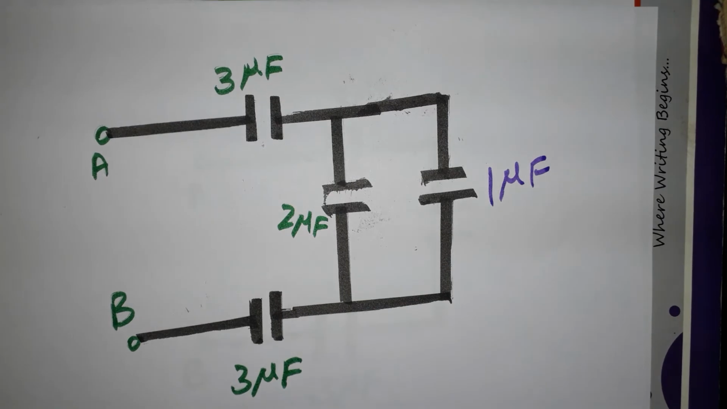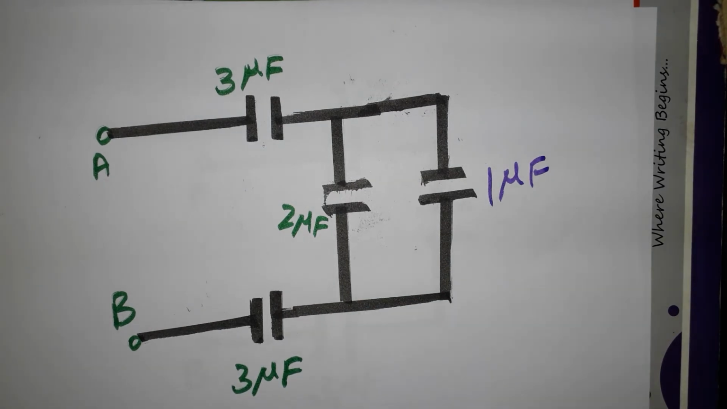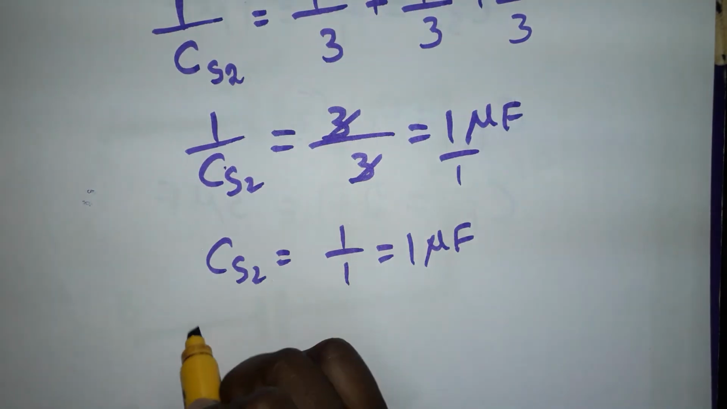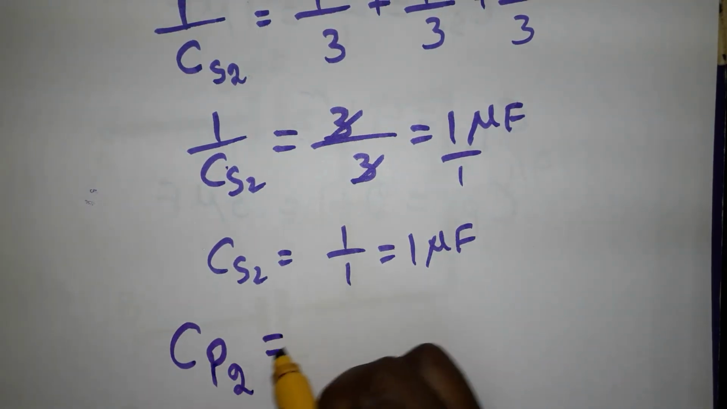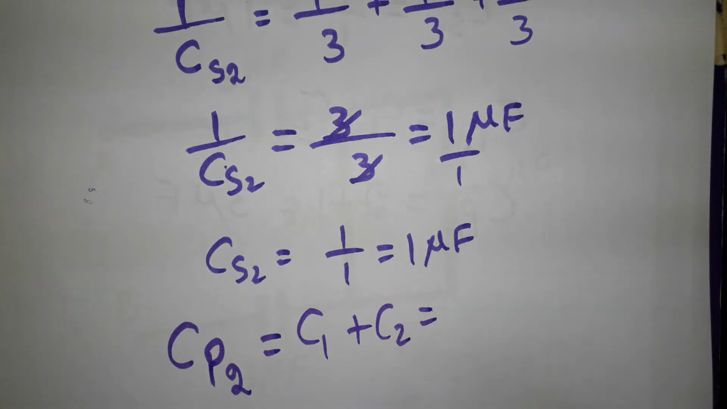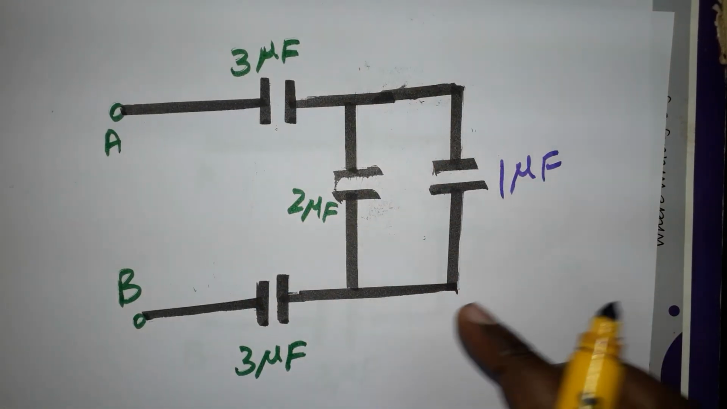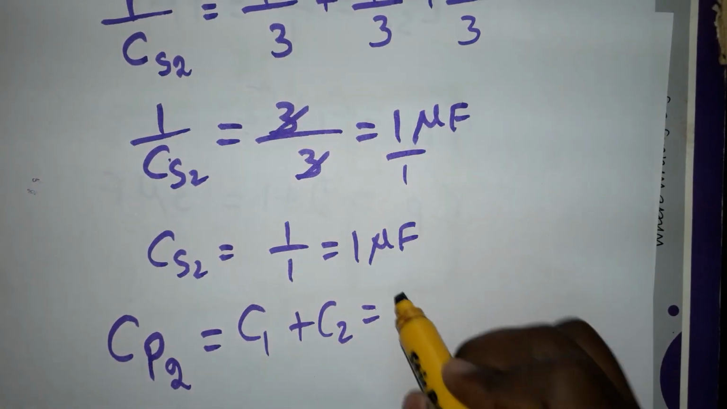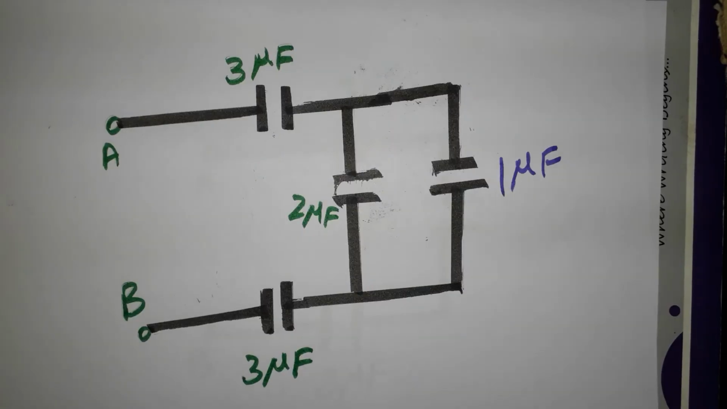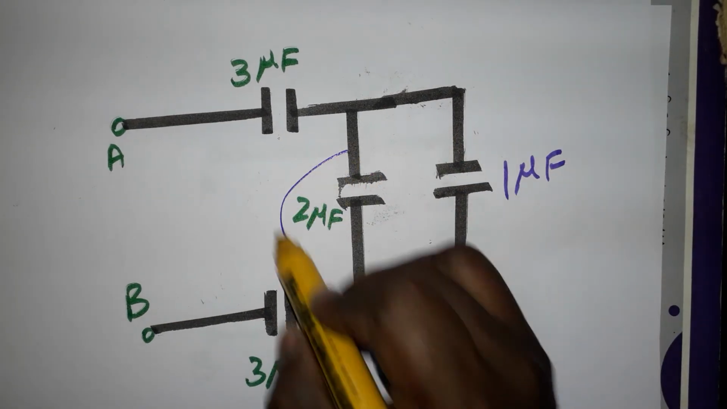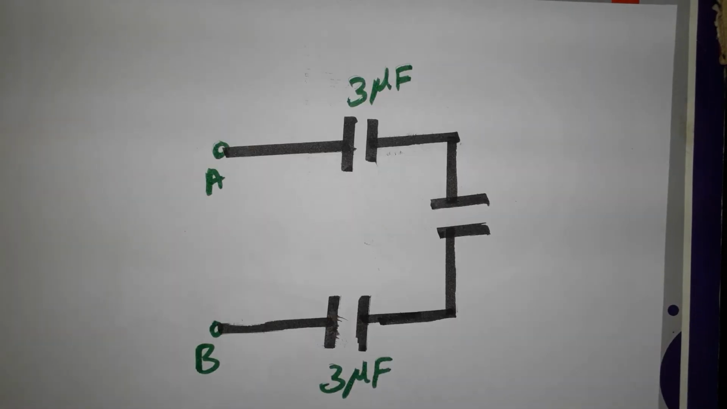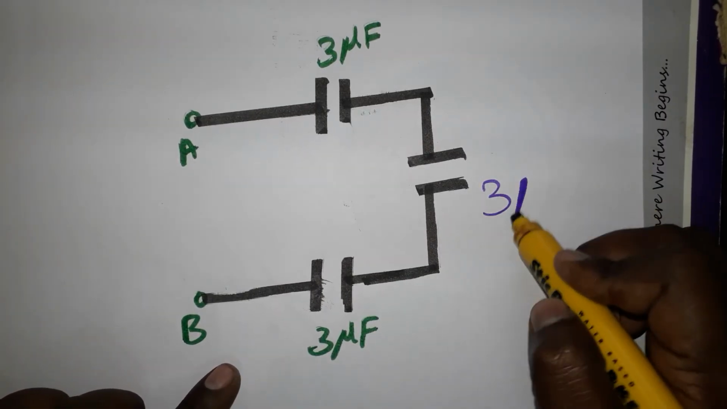Now these two are in parallel. Already I said the parallel formula: C1 plus C2. It is capacitance in parallel, and the second value is going to be C1 plus C2. I have given C1, C2 so you can easily understand. Otherwise, you can take it as C1, C2, C3, C4, C5, whatever you want. So it's 2 plus 1, which is going to be 3 microfarad. Because it is in parallel, you can directly add the values. So I will get this as 3 microfarad.